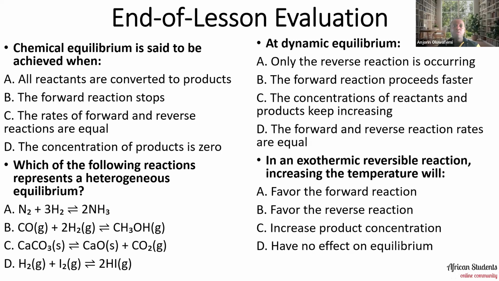So let's evaluate this lesson, and we have those questions that have been highlighted. I'll just speak on some of them. This first one says chemical equilibrium is said to be achieved when all reactants are converted to products, the forward reaction stops, the rates of forward and reverse reactions are equal, and the concentration of products is 0. Which of the following reactions represents a heterogeneous equilibrium? Look at the questions and the options carefully.